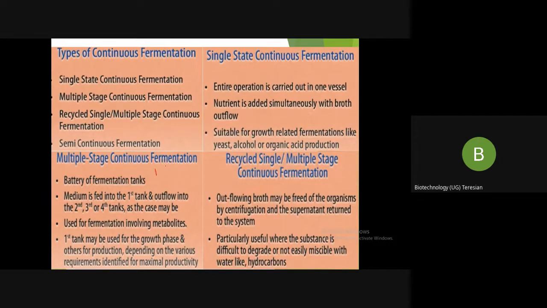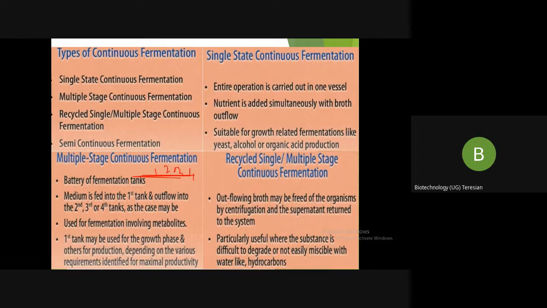Okay, so first, second, third and fourth. In the first, the tank is used for the growth phase of the microorganisms, and the other tanks are used for the production, depending on various requirements identified for maximal productivity, because this is particularly used for metabolite production. Different primary or secondary metabolite production, we are using this.